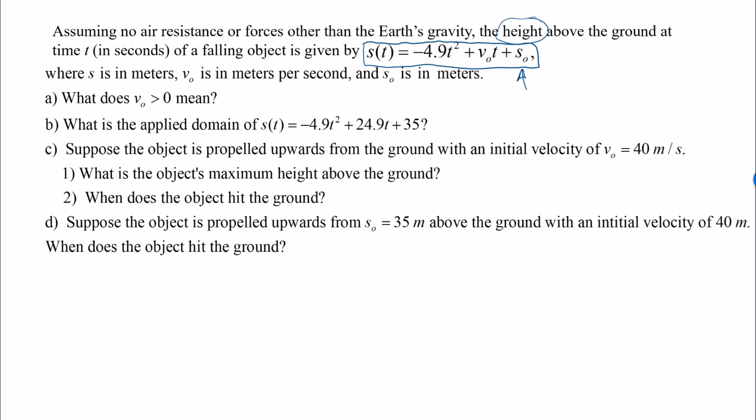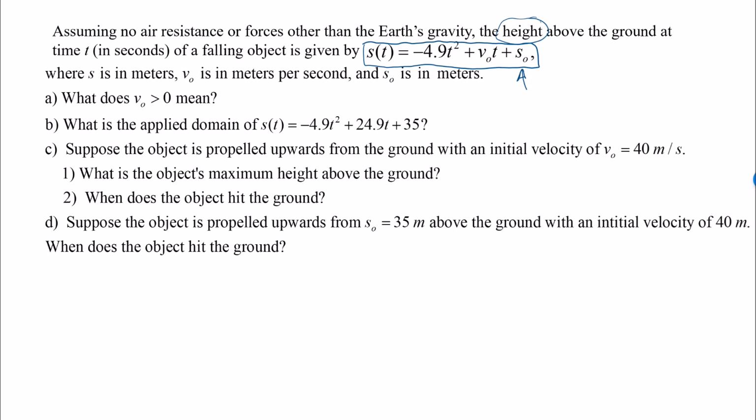So that will be 0 if you're on the ground. If you're up on a cliff or on a mountain and you're throwing something off the mountain or off the cliff, then this s naught would be how high you started. You can see that with this motion that it is a quadratic. It's a t squared and it has a negative coefficient. So basically it's an upside down parabola, or a parabola that opens down.